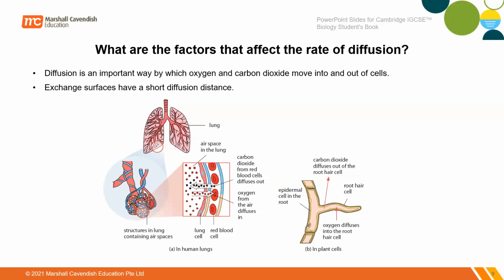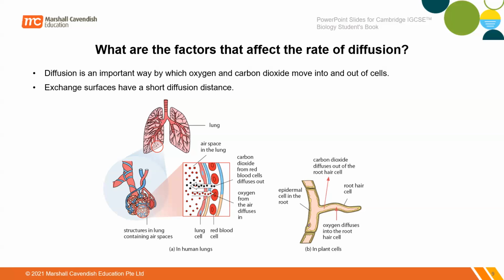diffusion. I have a sac, and the sac is coated by a lot of blood supply, and an area containing carbon dioxide, an area containing oxygen. According to the concentration, movement will be really fast.